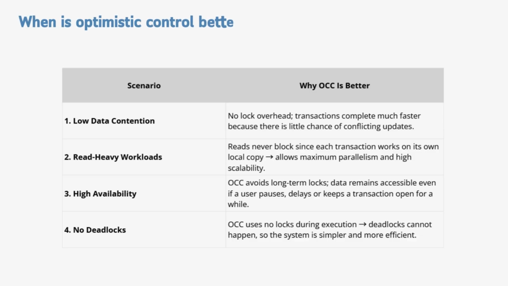When is optimistic control better than locking? OCC performs better than locking in several conditions. First, in low data contention scenarios, when conflict rarely happens, OCC is much faster because it avoids unnecessary locking. Second, read-heavy workloads. OCC allows many readers to run in parallel, allowing maximum parallelism and high scalability.